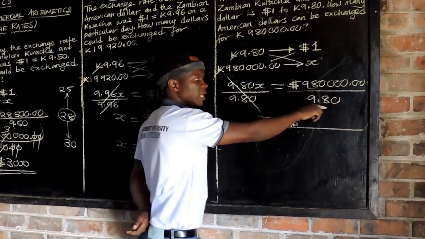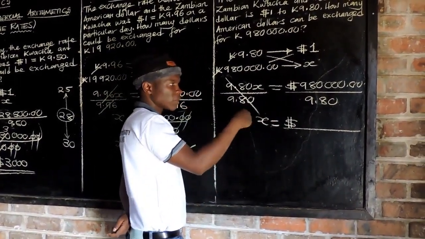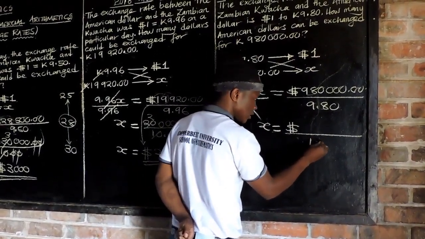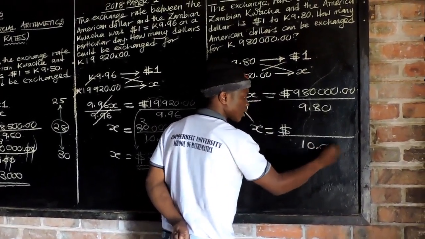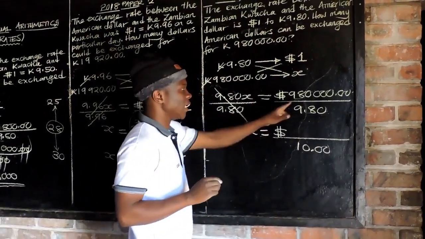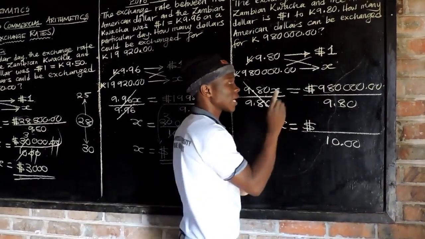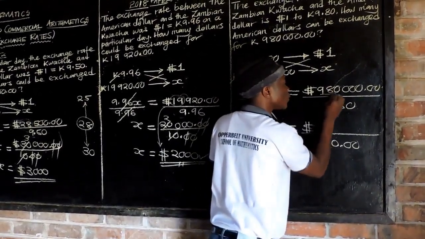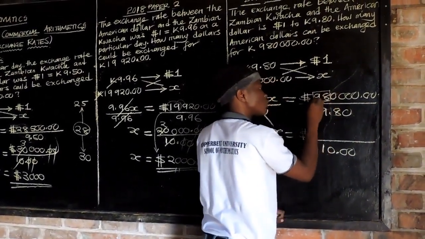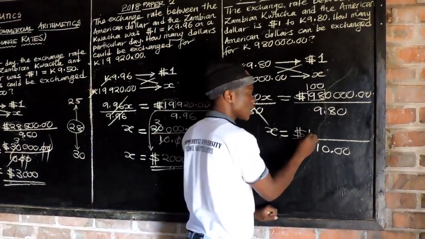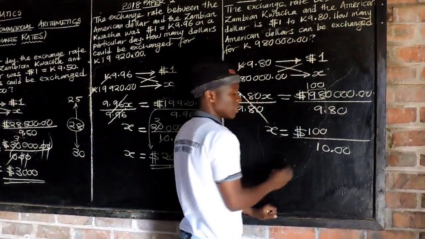This is 9.80. So approximately the nearest is going to become 10. 10.00. Then guys, this is 98. The nearest is going to be what? 100. So take note, this one is going to become what? 100. This part is going to become what? 100. So when you put 100 here, you are going to have 100. This is for 100, right?